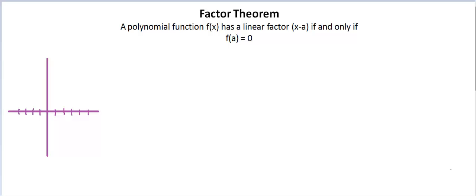Factor theorem. The factor theorem says that a polynomial function f of x has a linear factor x minus a if and only if f of a is equal to 0. And again, a lot of letters and variables and constants and labels. So I will give you an example and hopefully take you through what this theorem wants to state.